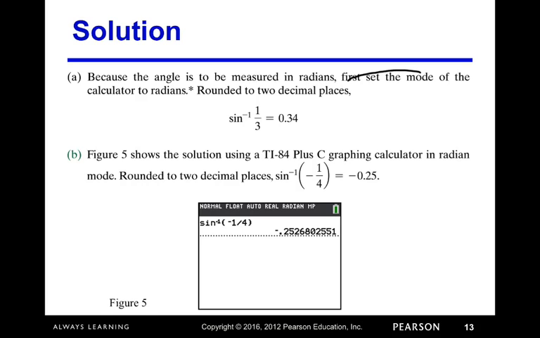First set the mode of the calculator to radians. That's the most important part of this whole piece. Okay. Now your TI-Nspires probably have the inverse functions on there. For the 84, you just have to hit second sine to get the inverse function. So we would round this to negative 0.25.